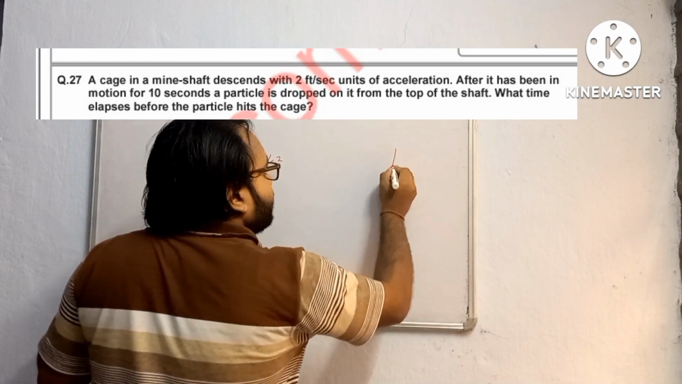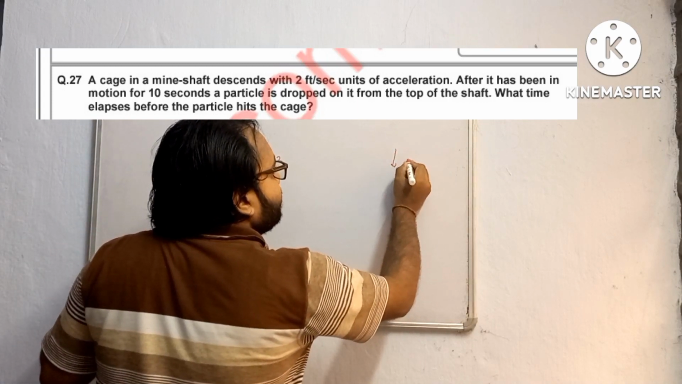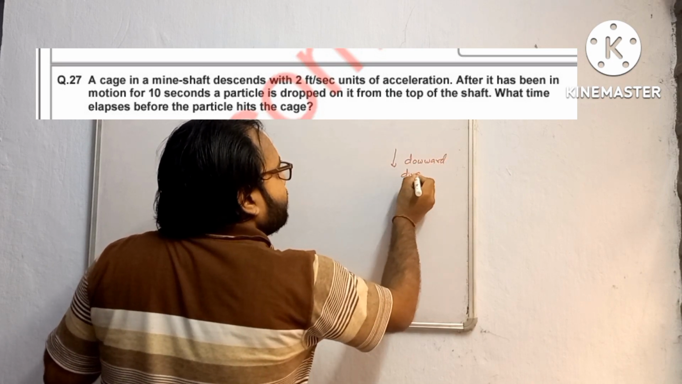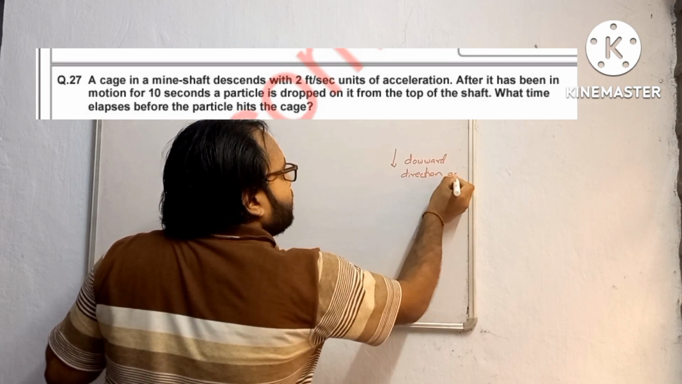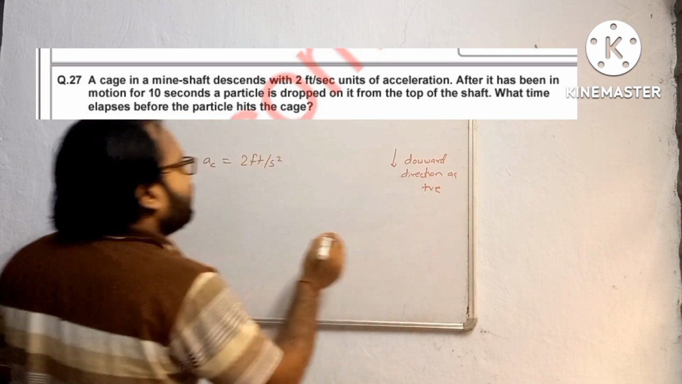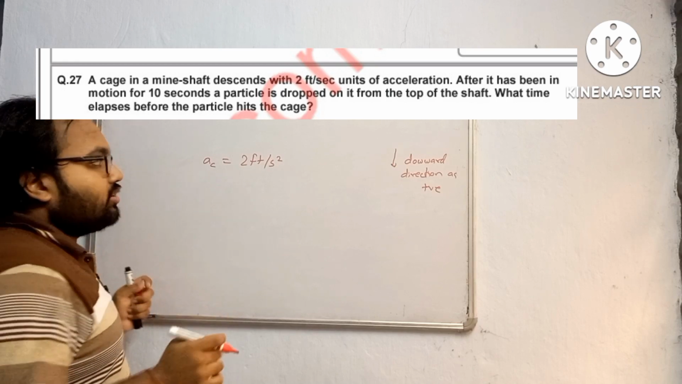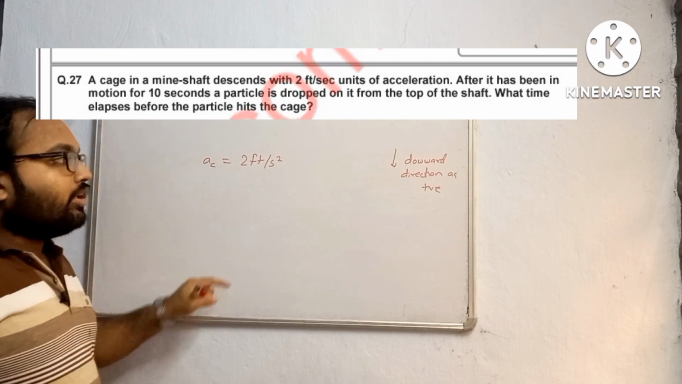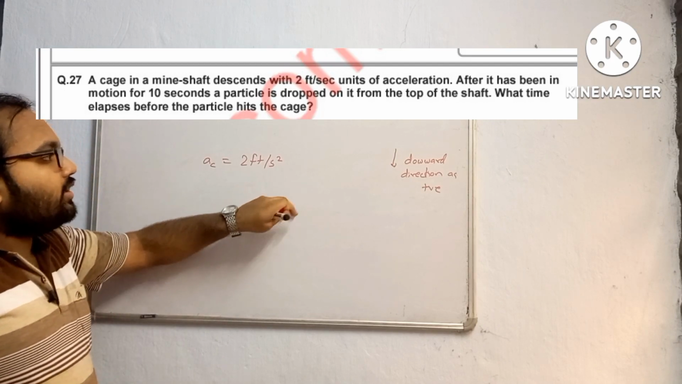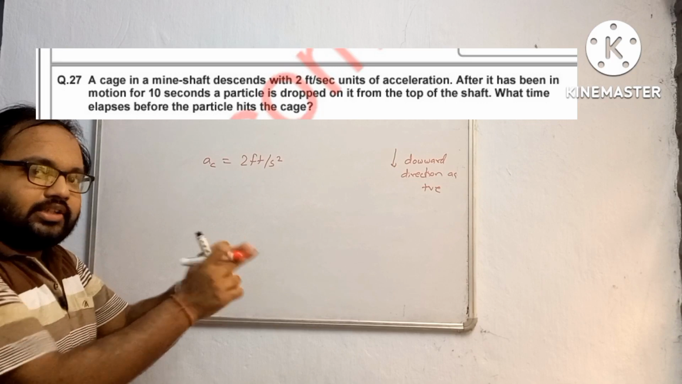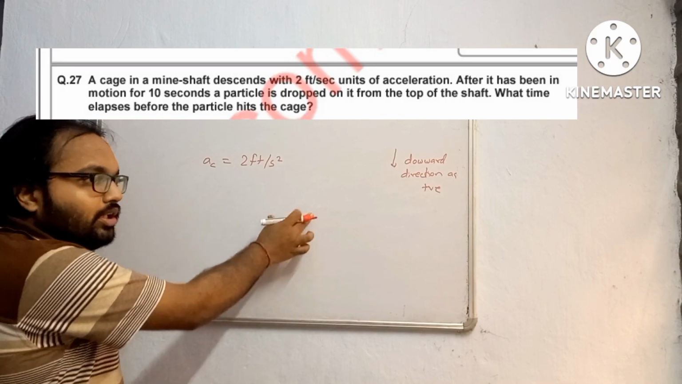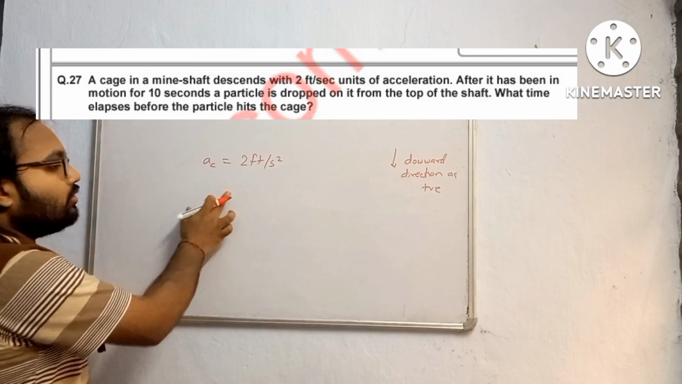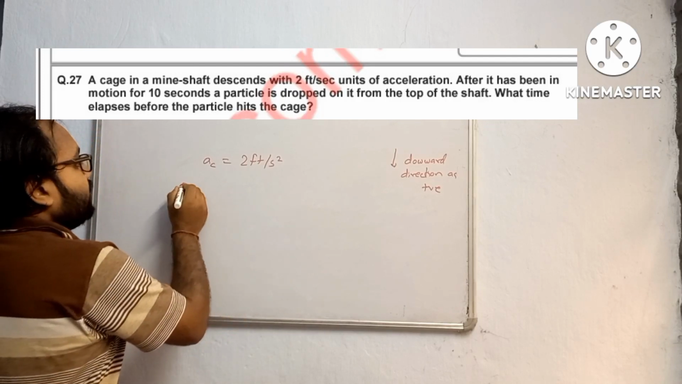Here we are taking downward direction as positive, then upward will be negative. So 2 feet per second square, and now we will apply here relative velocity concept. So at the time when the stone was thrown, after 10 seconds, the lift must have moved some distance and it must have also gained some velocity. So what will be the velocity of the cage after 10 seconds?